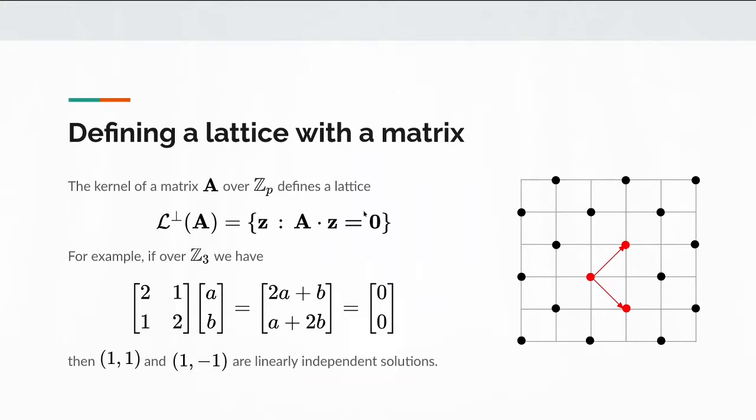This is related to the kernel of the matrix, if you remember some of your linear algebra. And I've just given a couple of examples. If you choose this particular matrix in Z mod 3, then you can verify yourself that these really are two solutions and they are linearly independent. And that gives you a basis on the right. You can see the red vectors in the basis, and that's going to give you all of the other elements in the lattice if you sum them together.